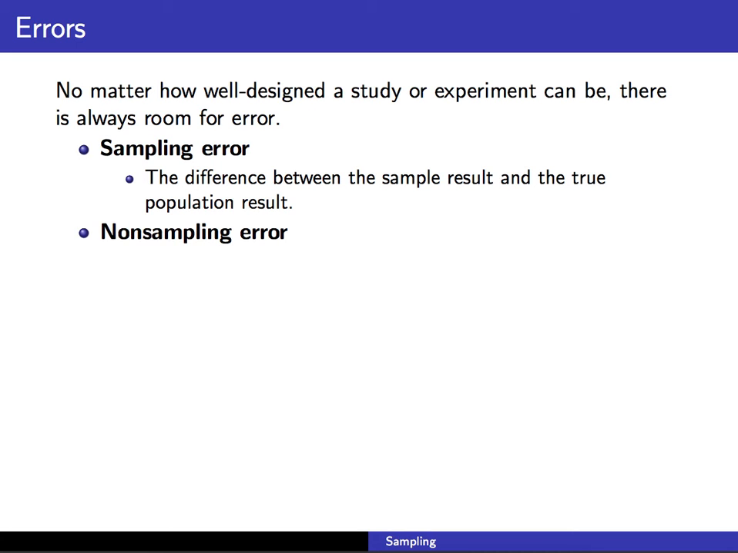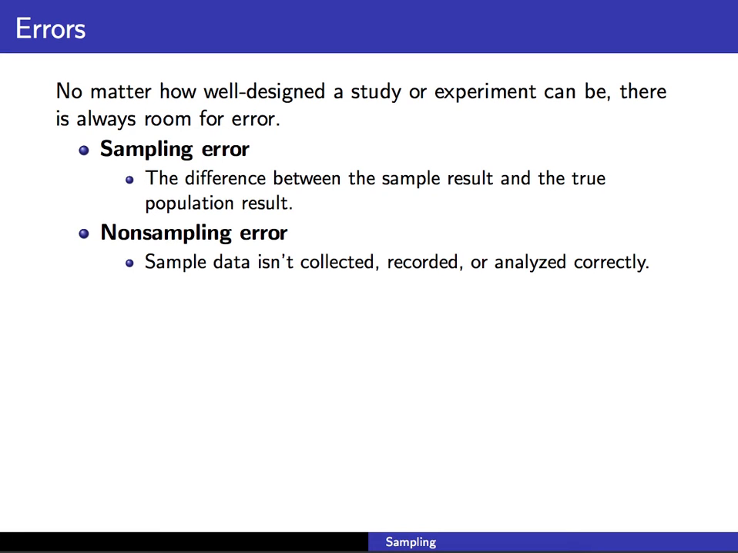We also have what's known as non-sampling error, where something's wrong with the sample data. It either wasn't collected the right way, it wasn't recorded or was misrecorded, or maybe the analysis that was used was incorrect. There might have been a bug in the computer program that analyzed the data, or whatever the case may be. But that's error that is typically human caused, so try to avoid that if possible.